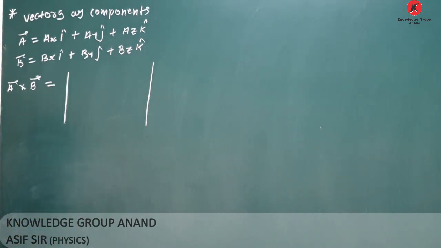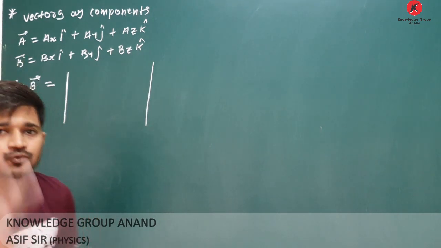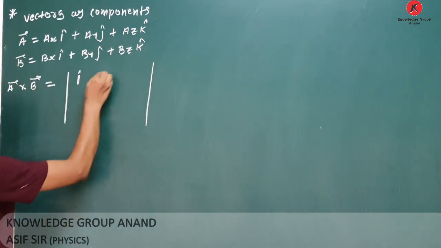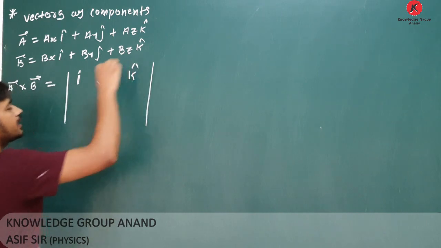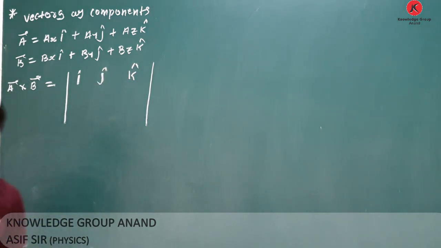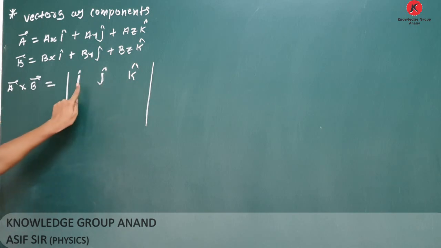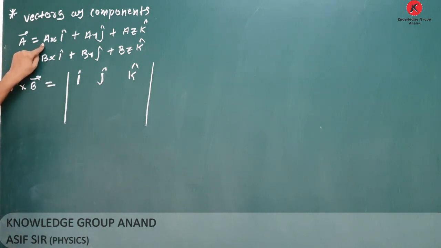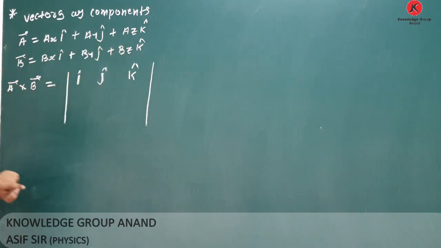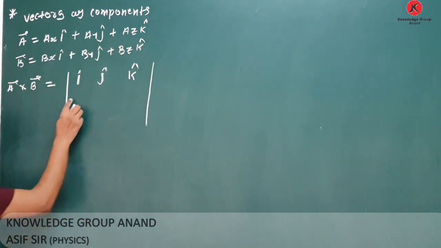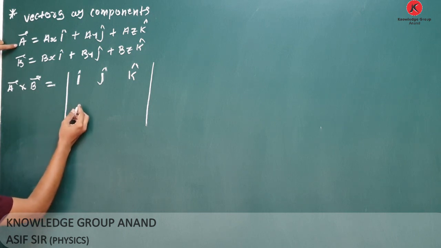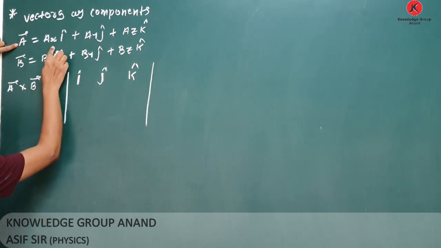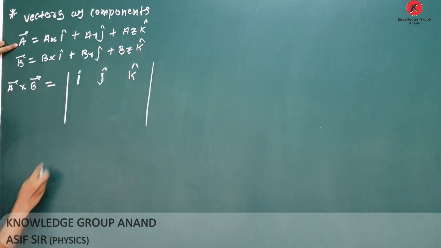In it, the first row is fixed. You have to write like this: i caret, j caret, k caret. Clear? The first row is always fixed. It is i, j and k. Clear about this? What is the second row? The second row means the first vector's components. See, A is equal to ax i plus ay j plus az k. Then what is the second row? You have to take this vector A, its x component, y component and z component, as the second row.